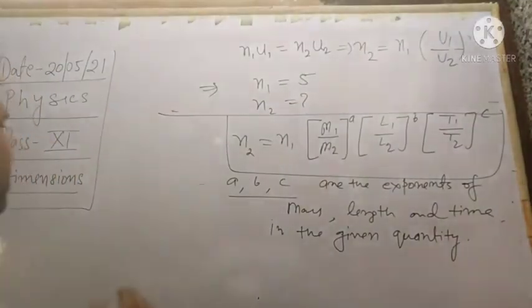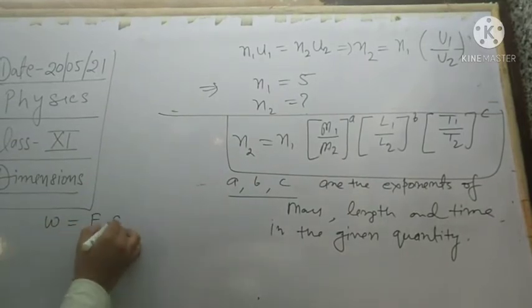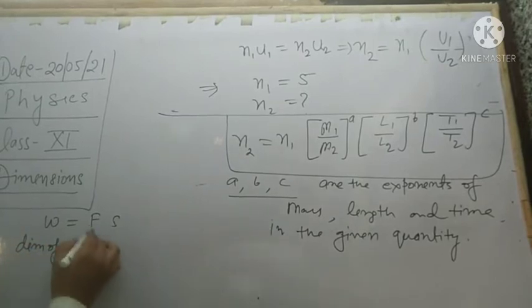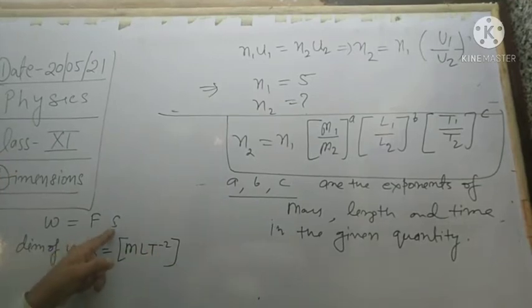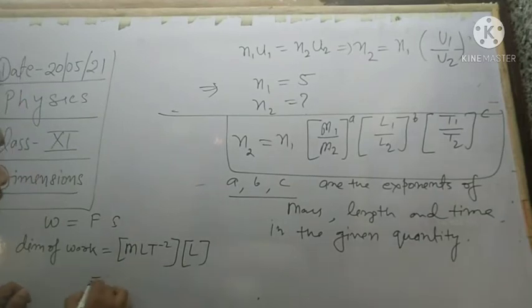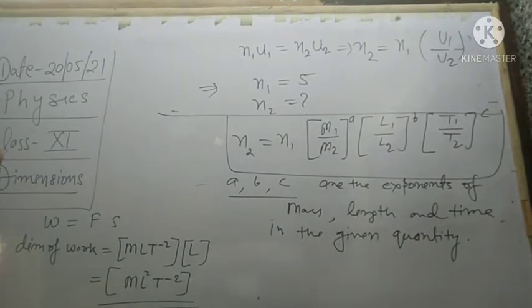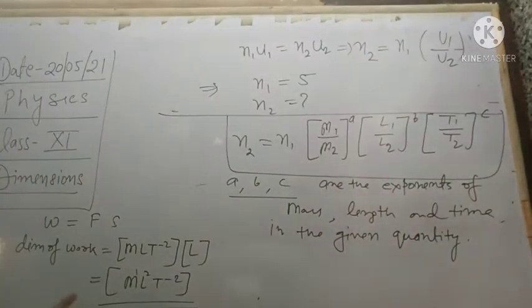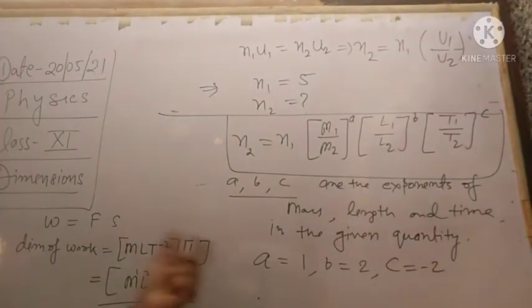So let's find here the work dimension first. What is work? Work equals force into displacement. So dimension of work equals dimension of force multiplied by dimension of displacement. Dimension of force, you know, is MLT minus 2, and displacement means basically length, this is L. Combining, ML2T minus 2. This is the dimension of work. So you can find here abc. a is the exponent of mass, b is the exponent of length, and c is the exponent of time. So from this relation, a equals 1, b equals 2, and c equals minus 2. Now we have abc. अब abc पता चल गया.